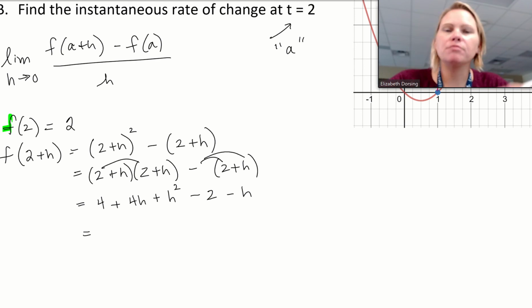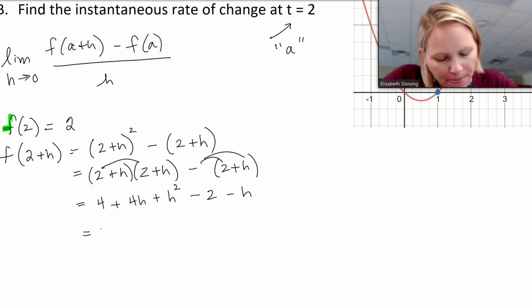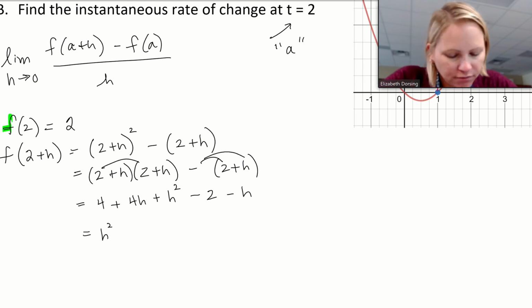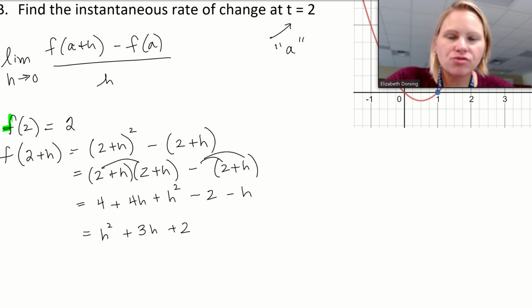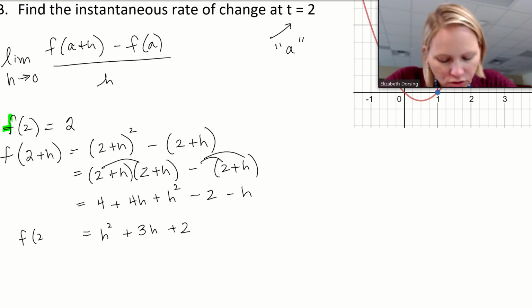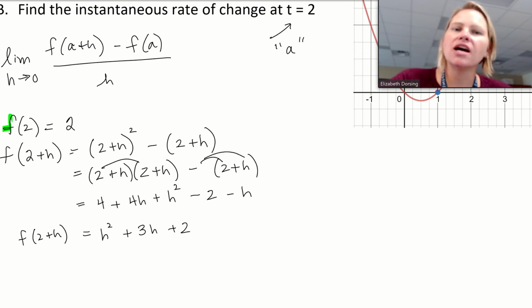So I like to do my simplifying first. So I get h squared, plus 4h minus 1h gives me plus 3h, and then plus 2. Now, it's really important that I get that down. That is my f of 2 plus h. I do that all off to the side. I haven't even put it into my limit notation.